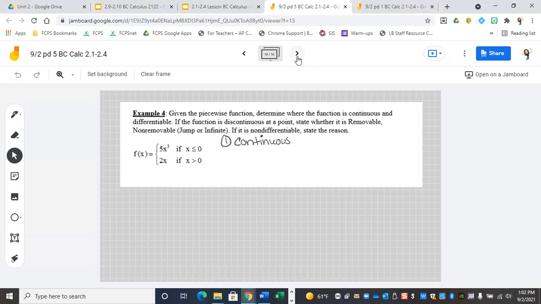Well, first you have to decide what are my candidates where discontinuity could occur. Look at your functions in the piecewise function, 5x to the third. That's a polynomial. Are there any holes or jumps or asymptotes in 5x to the third? No. 2x is just a what? Line. Are there any holes? Are there any gaps? No. So I know that both the functions are continuous for all real numbers.